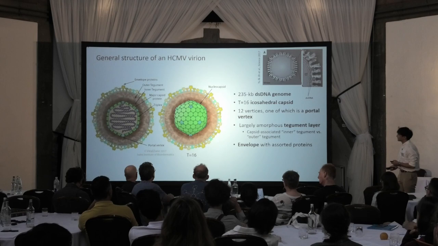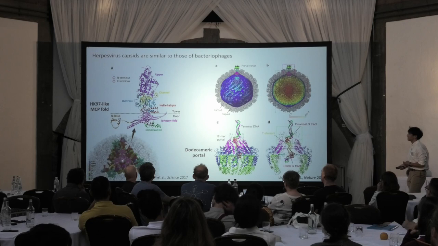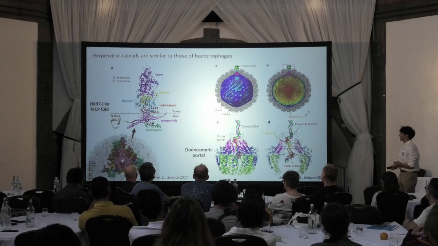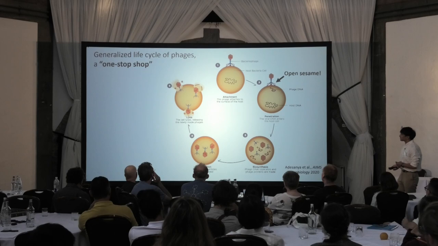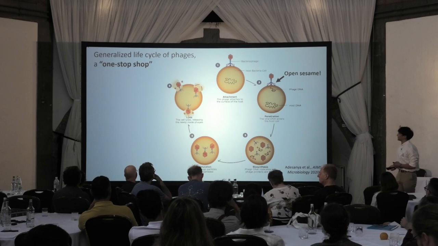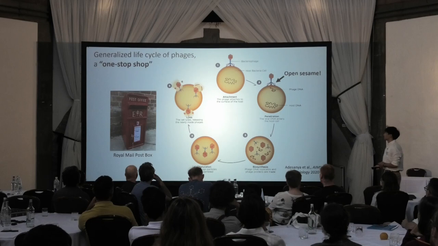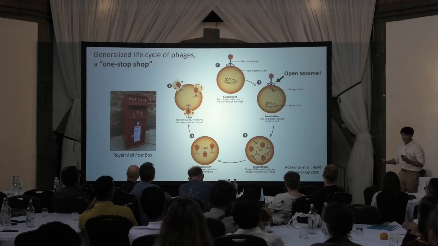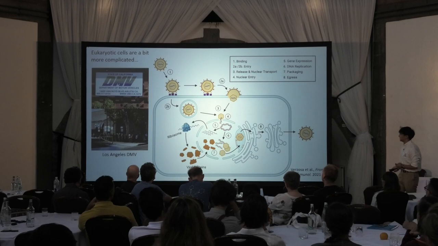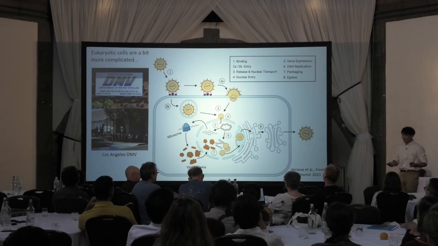Now, as Anna pointed out earlier, herpes viruses are also similar to the bacteriophage capsids in that they have an HK97-like fold, and also this dodecameric portal through which DNA translocates in and out of the capsid. However, herpes viruses differ from phages in their life cycle. Whereas phages are sort of a one-stop shop, you can think of it as a postbox, where the phage goes up to your host, and then delivers its package, and then all is well. Herpes viruses are kind of like the Los Angeles DMV, where you wait in line at the door, you go in, take a number, then you wait another couple of hours, and then finally you get to your destination.